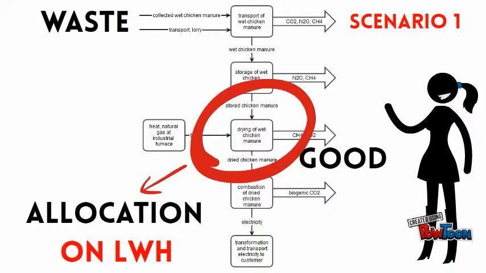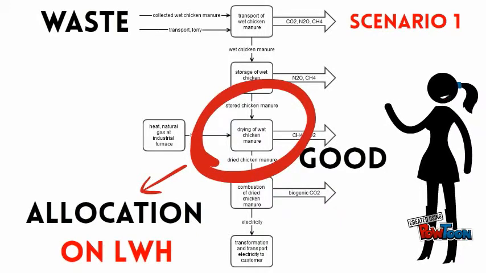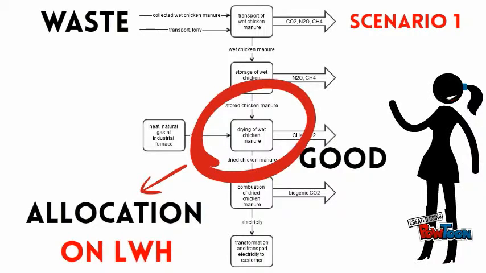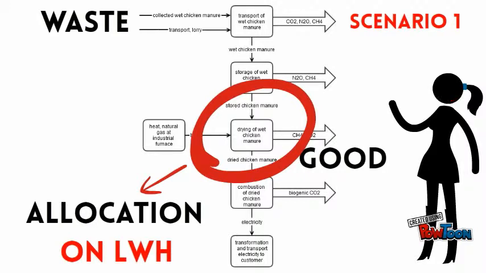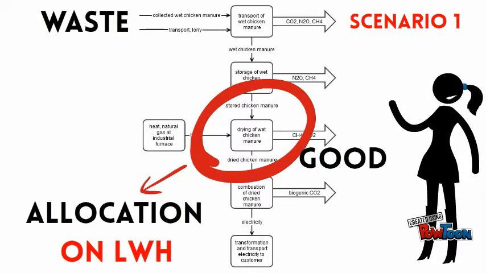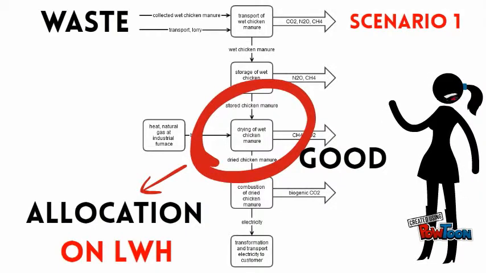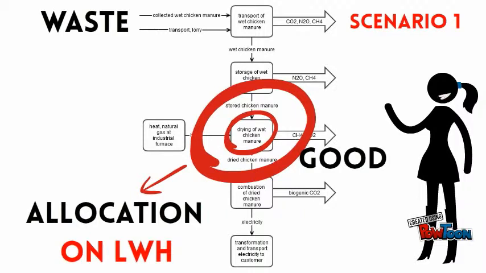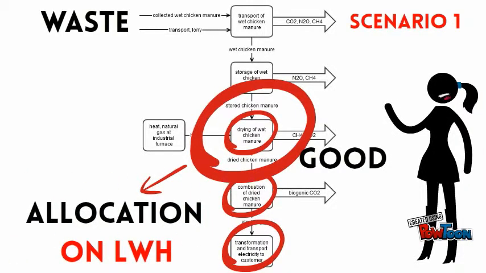Given that a waste becomes a good, we could argue that an economic allocation according to the prices of the flows would also make sense. However, a comparison should be based on consistent assumptions. Therefore, we stick to using the lower heating value for all allocations. Only the environmental impact of the remaining stages, drying, combustion and transmission, will be accounted for in our LCA.